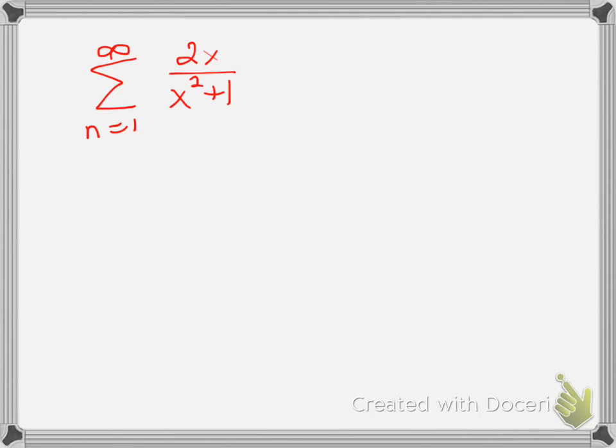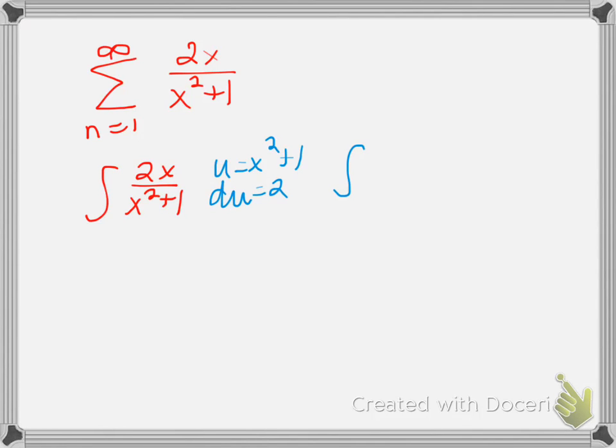You don't have to always use the integral test though, you just have to be aware of it and use it at least once. So I'm going to take the integral of it to figure out if it converges or diverges. So if I do that, I'm going to let u be x squared plus 1, du is 2x, everything is there, so this is 1 over u. Well, the antiderivative of that is ln of x squared plus 1. And we're going to evaluate it at 1 and infinity.